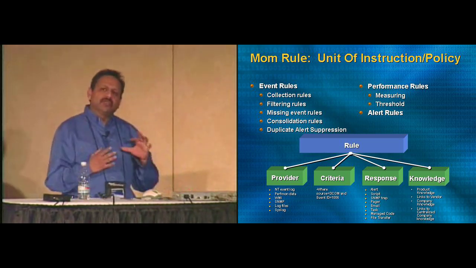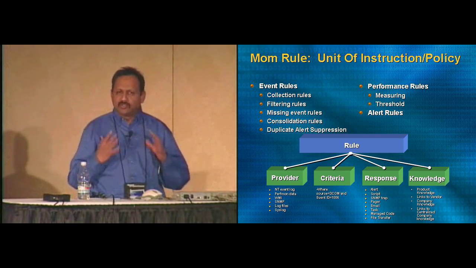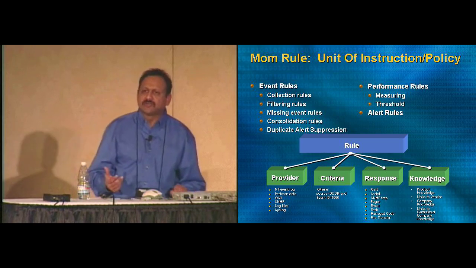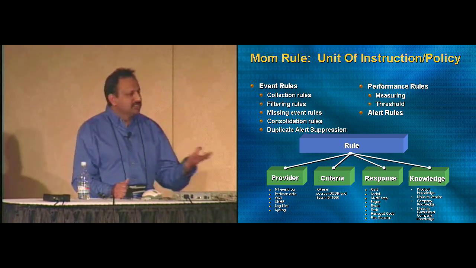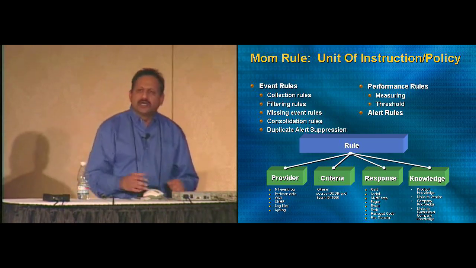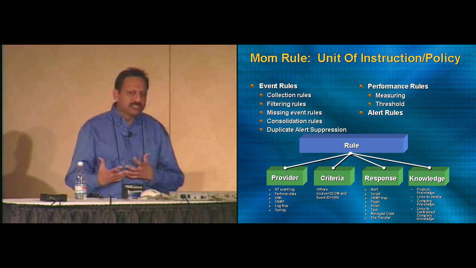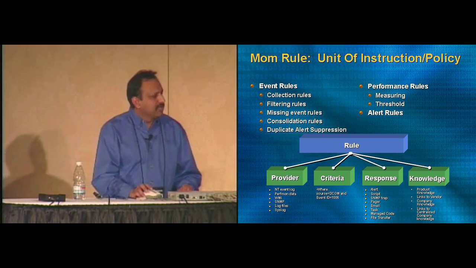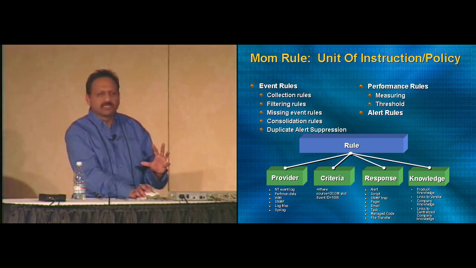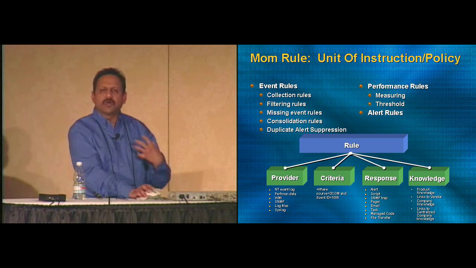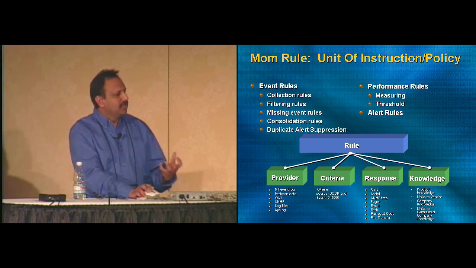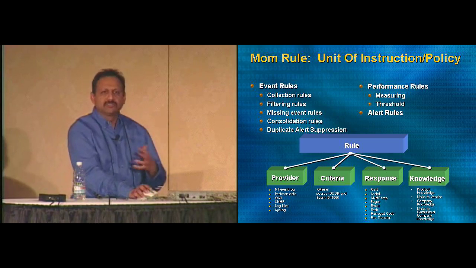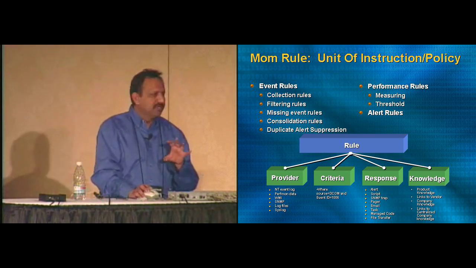Now, going back to the challenge, remember we said 200 million events, and you want to consume that and create maybe 1,000 or so alerts out of that. The way we do that is by giving you a rich set of rules which allow you to filter, consolidate, and correlate information. They're divided into three major categories: event rules, which operate on event data, performance rules, which operate on perf data, and alert rules, which operate on alert data. And within that, we have different types.